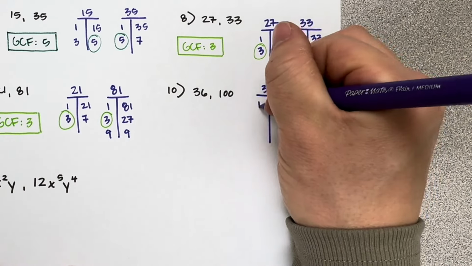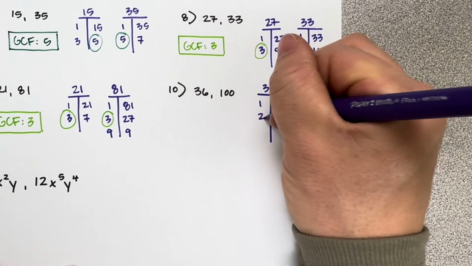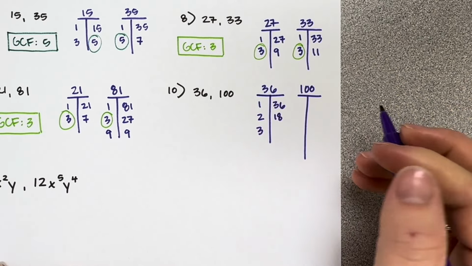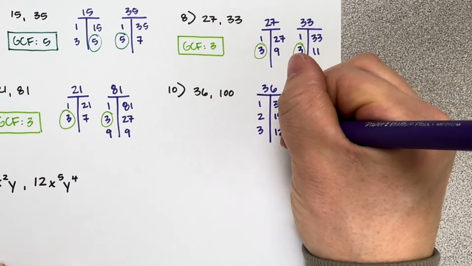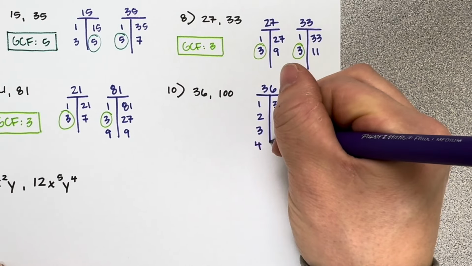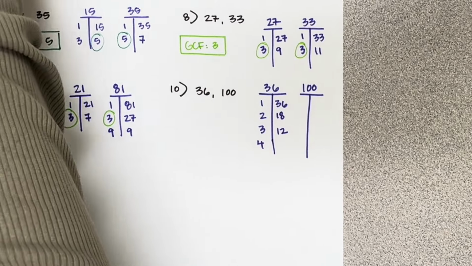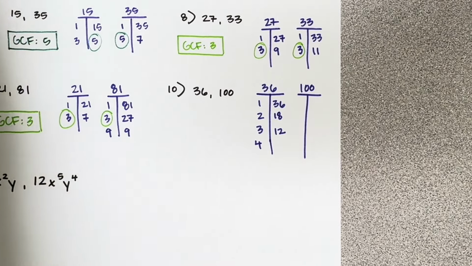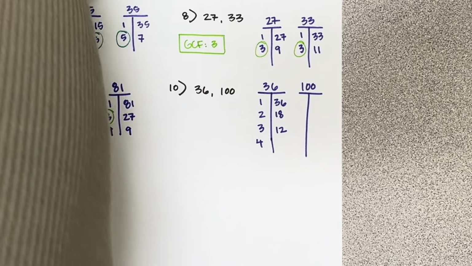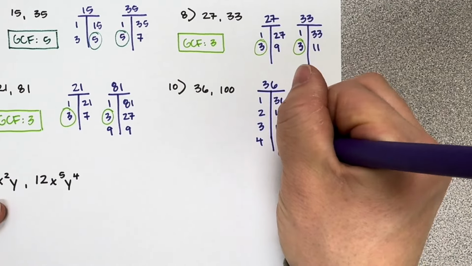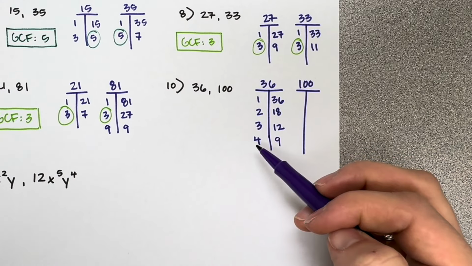Okay, so for 36, 1 times 36, 2 times 18, 3 times 12, 4 times, I believe that's 9, but I'm gonna double check. 36 divided by 4 is 9. Yep, I knew that. Okay, 5 doesn't go into it.